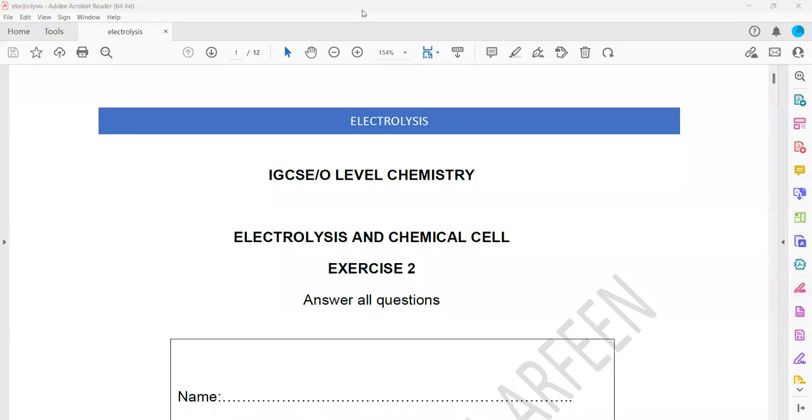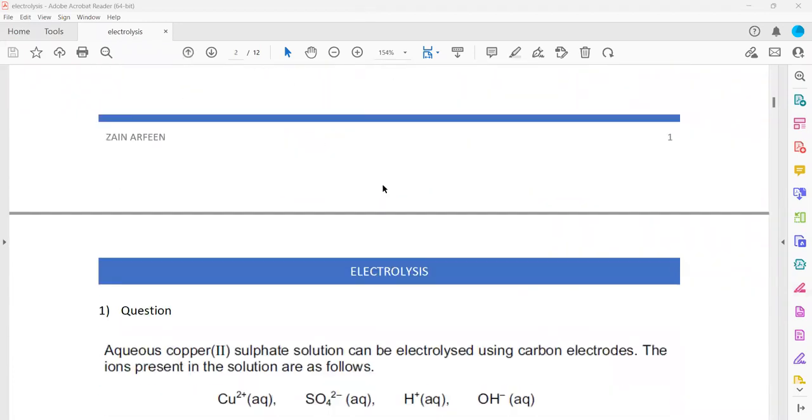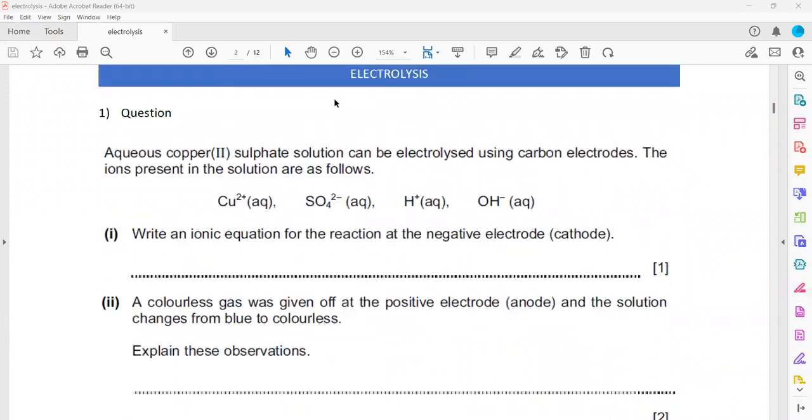So, structure question related to the topic electrolysis from exercise 3. Exercise 1 is about multiple choice questions, MCQs, so that I will share with you and you can solve. In the first question, aqueous copper(II) sulfate solution can be electrolyzed using the carbon electrode.